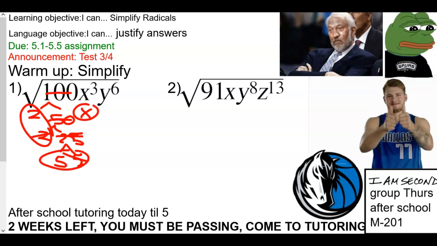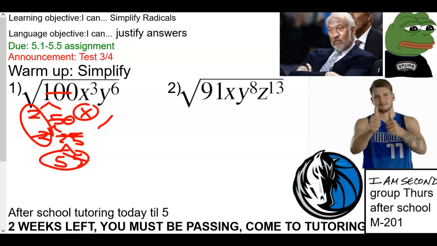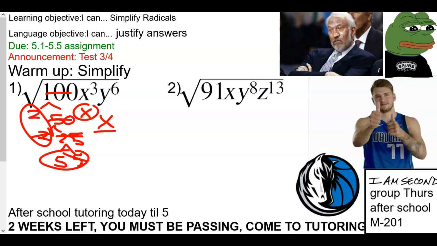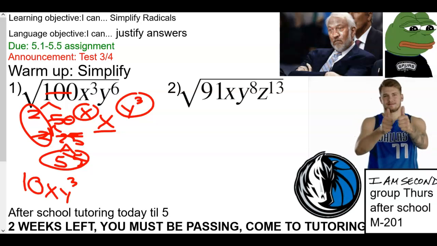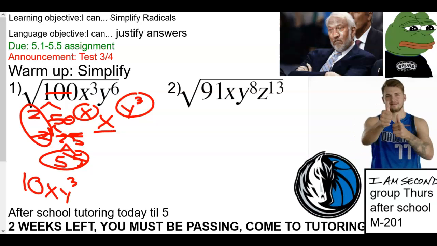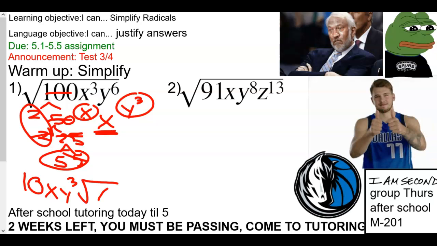Now, out of x to the third power, we had one x pair, one leftover x. Out of y to the 6th, we had 3 y pairs. 2 times 5 multiplies to 10. The pair of x and y to the 3 goes out. And the only leftover on the inside was x.